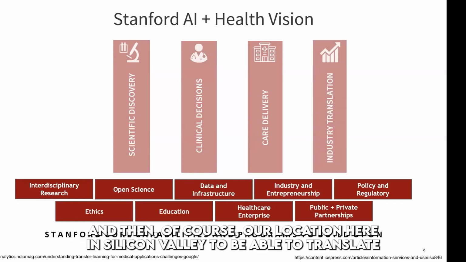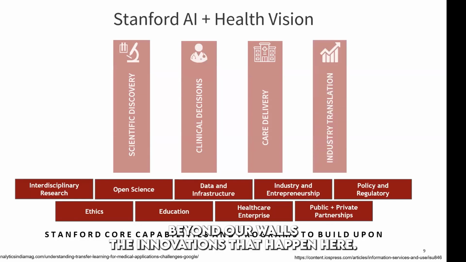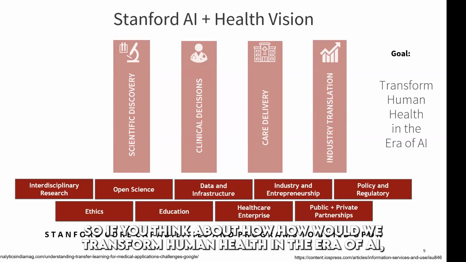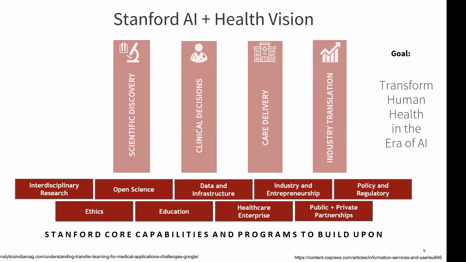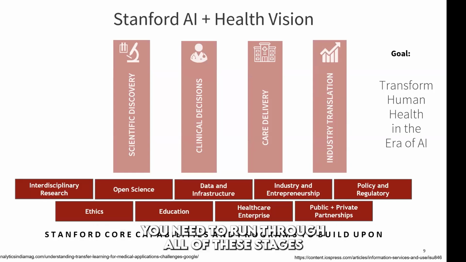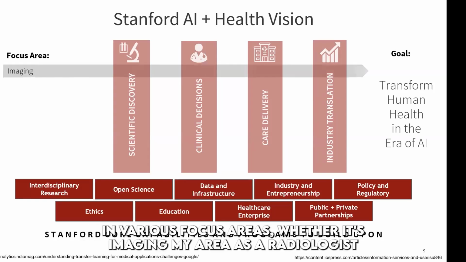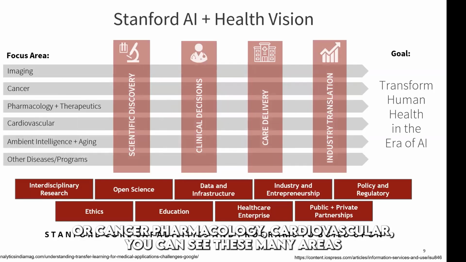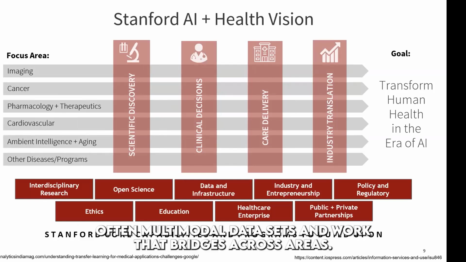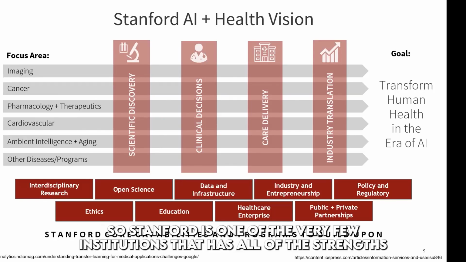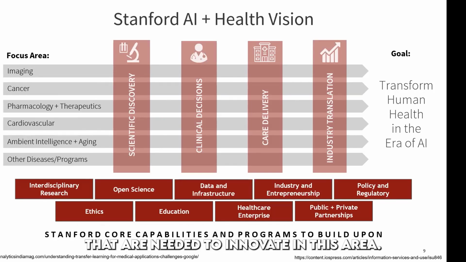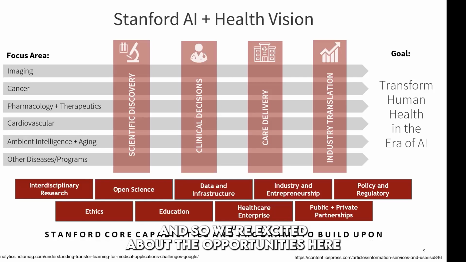And then, of course, our location here in Silicon Valley to be able to translate beyond our walls the innovations that happen here. So if you think about how would we transform human health in the era of AI, you need to run through all of these stages in various focus areas, whether it's imaging, my area as a radiologist, or cancer, pharmacology, cardiovascular. You can see these many areas, often multimodal data sets and work that bridges across areas. So Stanford is one of the very few institutions that has all the strengths that are needed to innovate in this area. And so we're excited about the opportunities here.